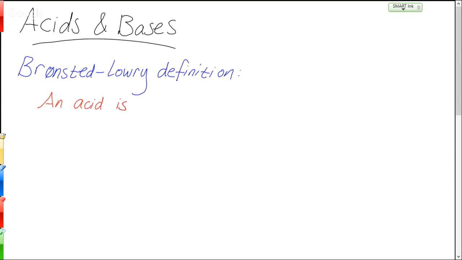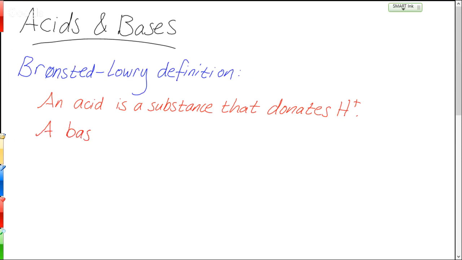An acid is a substance that donates hydrogen ions. A base is a substance that accepts those donated hydrogen ions. So accepts hydrogen ions. Now that doesn't maybe make a lot of sense yet. So we'll look at that in context. So what does that mean in context?